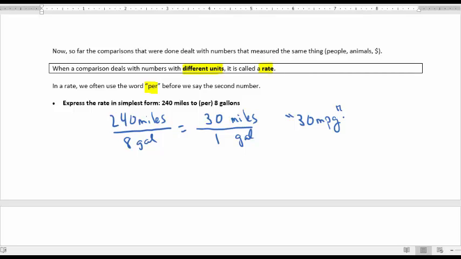So 30 miles per 1 gallon, or you could just write this as 30 mpg, because commonly used rates like miles per gallon and miles per hour, you could just write as mpg, mph, because it's generally known what they stand for. But you could always also write it out in the fraction form if you wish, 30 miles per 1 gallon.